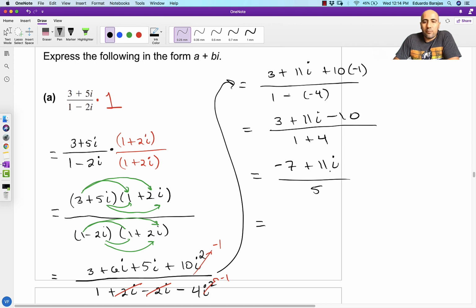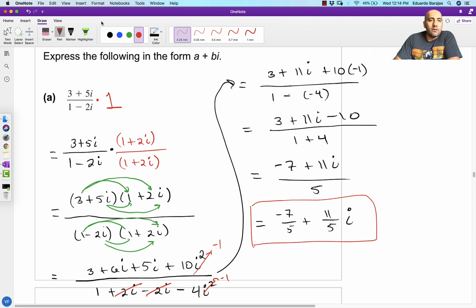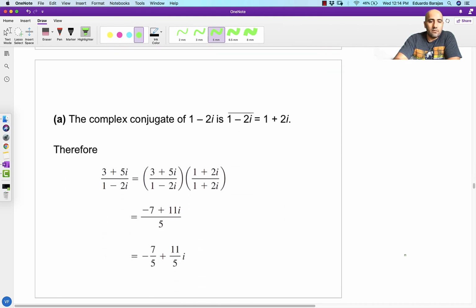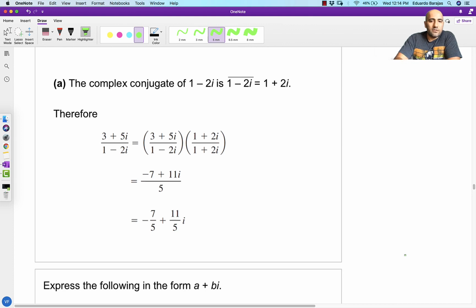And now we can separate this into negative 7 over 5 plus 11 over 5i. And that's my final answer. So this is my complex number solution. A complex number divided by another complex number gives you a complex number, where this is the real part of my complex number, and this is the imaginary part of my complex number, right? The 11 over 5. Okay, moving on. Let's see what the author did. And matches, yeah, same thing.